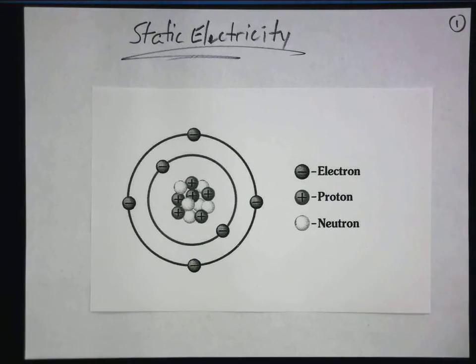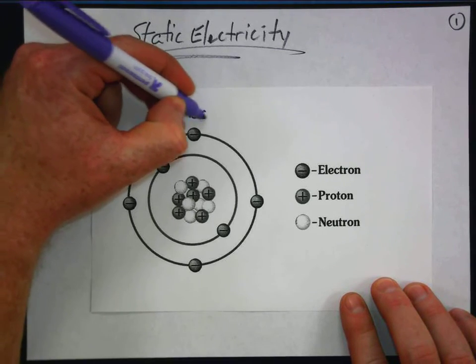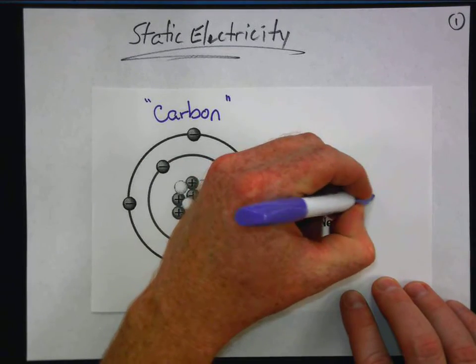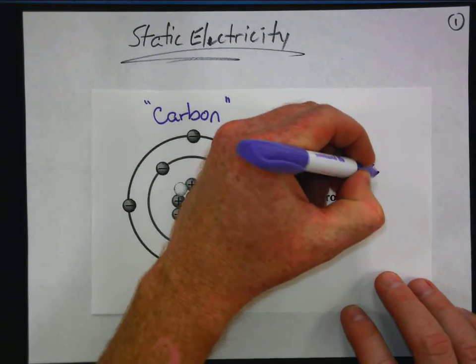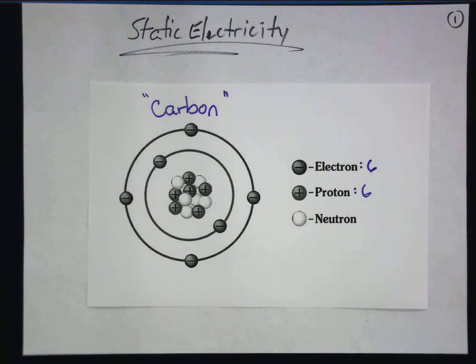Looking at this, we can see that we have 6 protons making this bad boy carbon. And so, 6 of those guys. And we see 6 electrons. And the neutrons are neutral, so they have no charge.